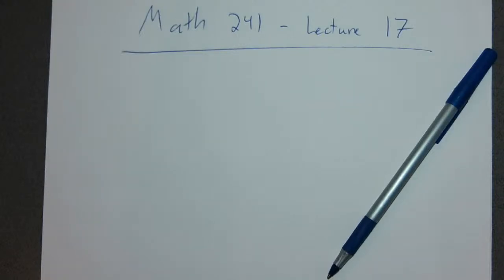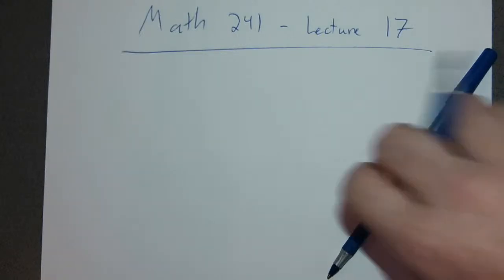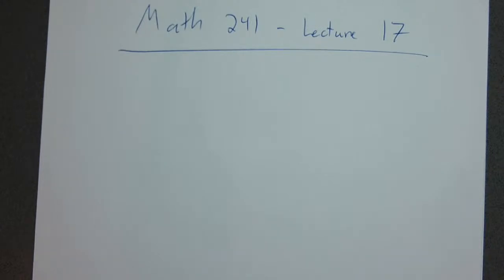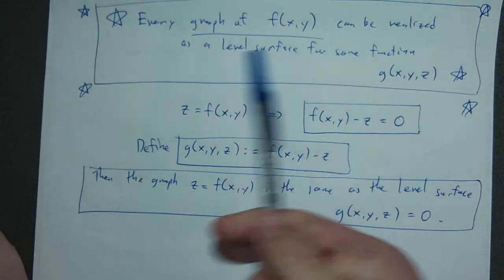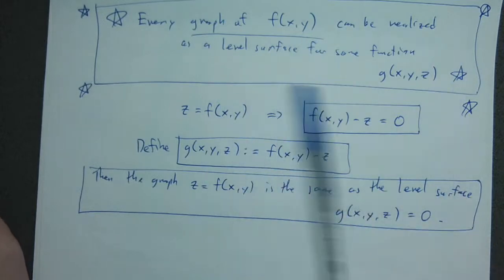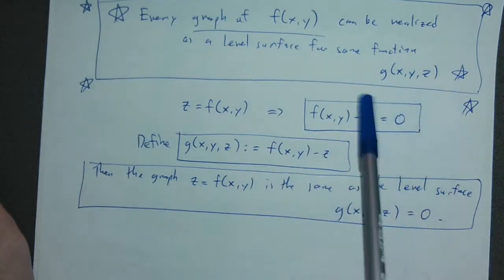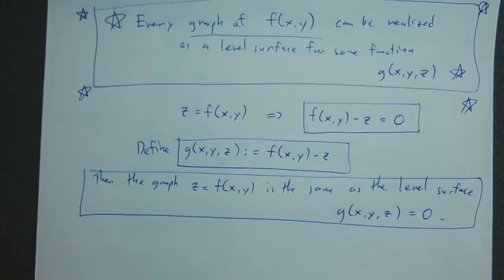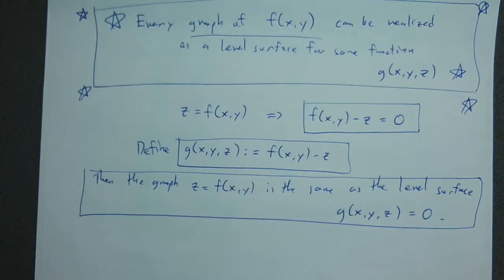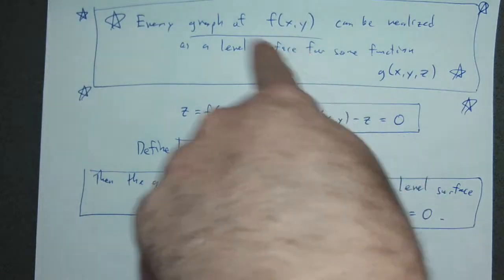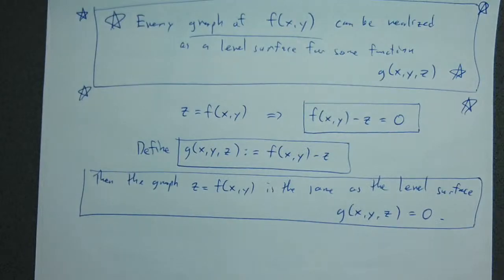So at the end of last class, I had written this fact out, which says that every graph of a function of two variables can be realized as a level surface for some function of three variables. So actually, if you're thinking of graphing any function f of x, y, you can think about that as a level surface. So basically, any function of two variables you can think of as a level surface.